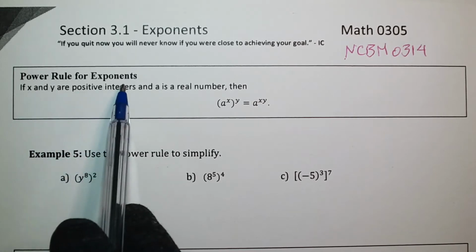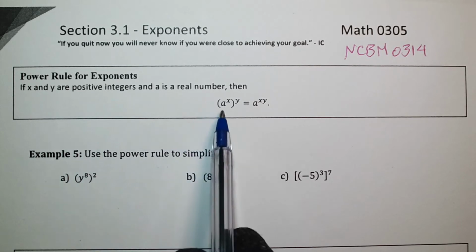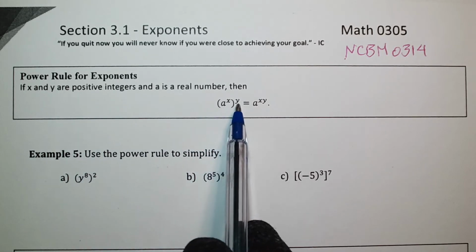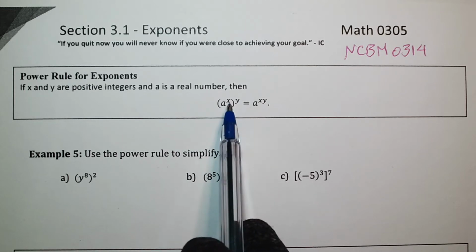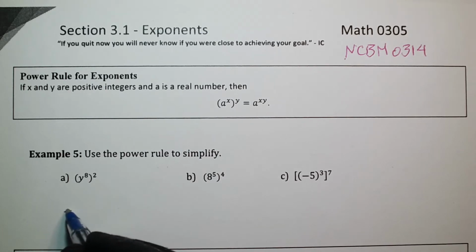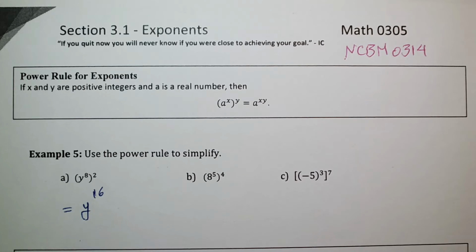The power rule for exponents says, again, if x and y are positive integers and a is a real number, a to the power of x, to the power of y, is a to the power of the multiplication of x and y. Look at the example: y to the power of 8, inside parentheses, to the power of 2. So the answer is y to the power of 8 times 2, which is 16.